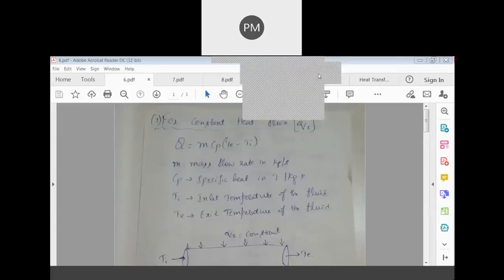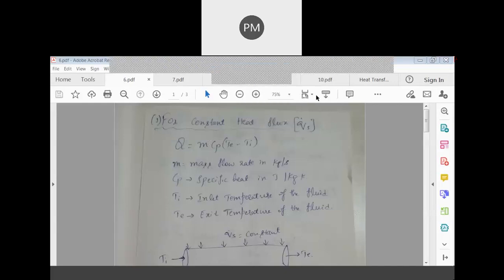So in the last class, we were discussing the internal flow, and in that we discussed two conditions. First condition, constant heat flux. We have derived some equations, and as well as for constant surface temperature also we have derived the equations. I will just go through those equations once again, so that you are familiar with them.